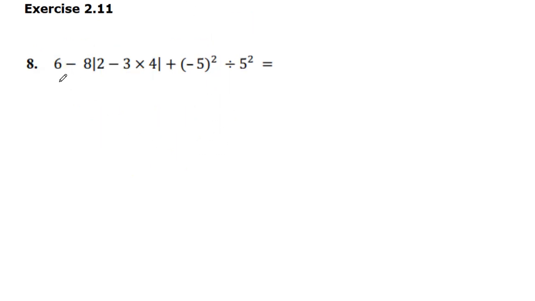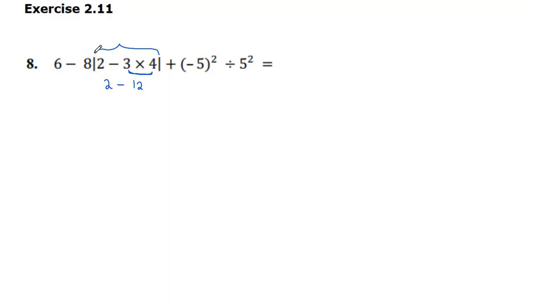For number 8, we have 6 minus 8 times the absolute value of 2 minus 3 times 4, plus negative 5 squared divided by 5 squared. So again, we want to focus on BEDMAS, and absolute value comes first. So we're going to do everything inside the absolute value following BEDMAS rules inside those absolute value bars. We have 3 times 4, have to do that first. That equals 12, and then we have 2 minus 12.